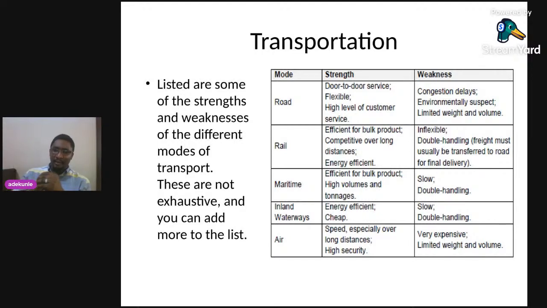Same thing with inland waterways. It's energy efficient, it is cheap, it is slow, there's double handling also. Air has the superiority of being the fastest of all, the speed, especially when it comes to traveling over a long distance.